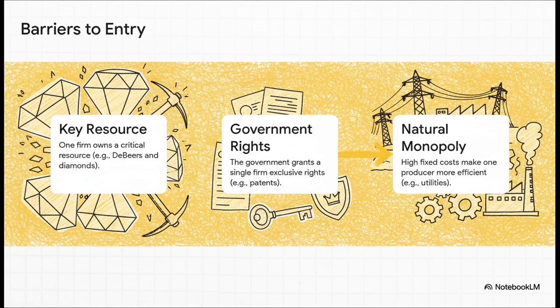So what do these barriers look like in the real world? Well, sometimes a single company just owns a critical resource. Think De Beers in the diamond market for decades. Other times, the government steps in and grants exclusive rights, like a patent for a new drug. And then there's something called a natural monopoly, which happens when the startup costs are so insanely high, like building a whole new power grid, that it's just way more efficient to have one company do it.